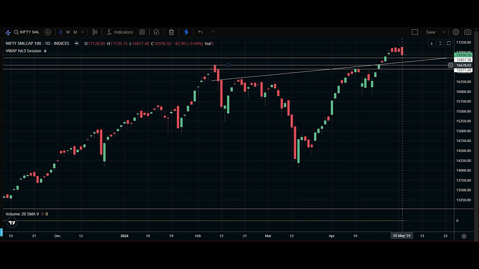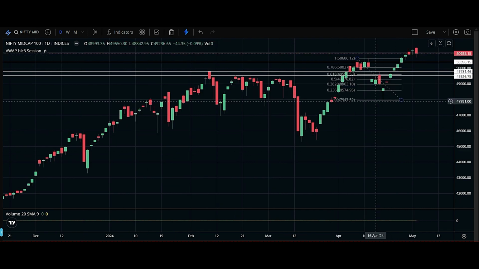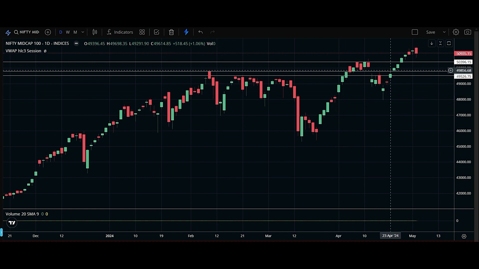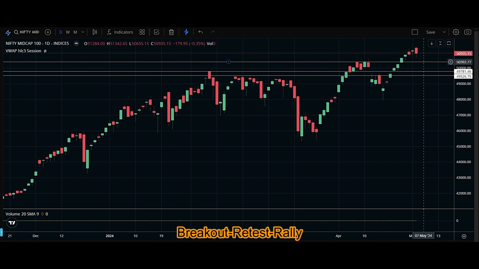Let's go to mid cap 100. So this is the chart of mid cap 100 here. On the daily chart, as you can see, after giving a breakout on 26th of April, again we are making an attempt to have a retest, which is quite normal. This is every bull market behavior, irrespective of any market in the world. This is how a bull phase gives a small correction in between, and then it gives us the rally.